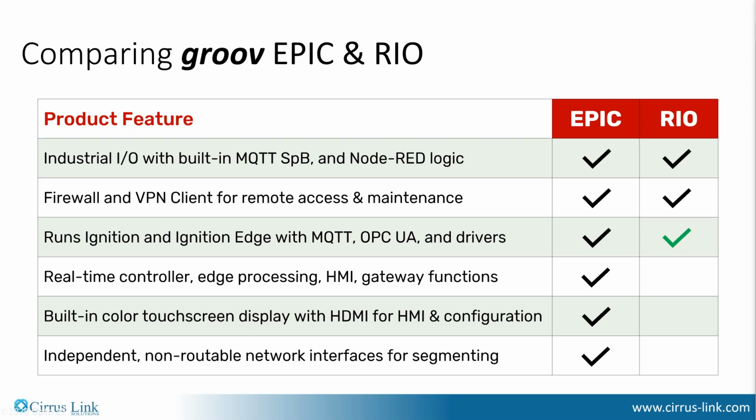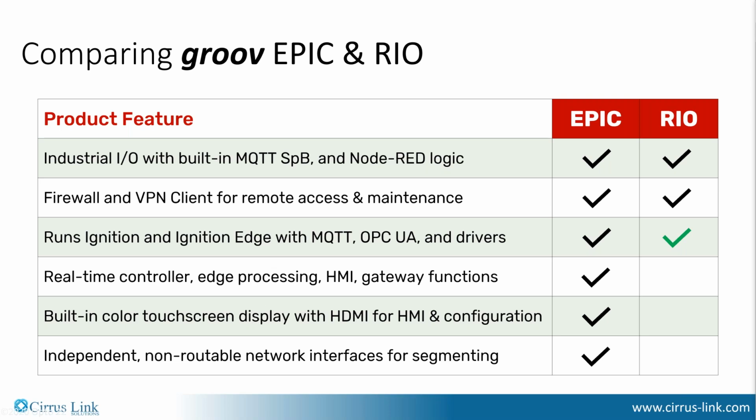The real difference is with Epic, we have a real-time control engine with a HMI built in. So that HMI can come up on the touch screen on the front of the Epic, or it's also got a HDMI port for running an external monitor. So you can panel mount a hardened monitor and just run a USB lead for the touch, HDMI for the video, and you can be up and running that way.